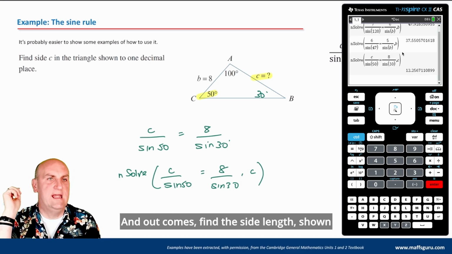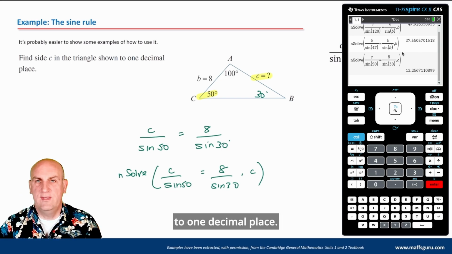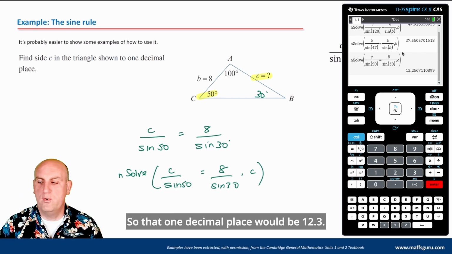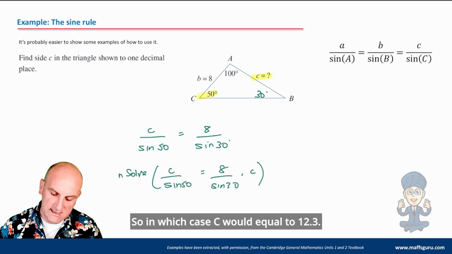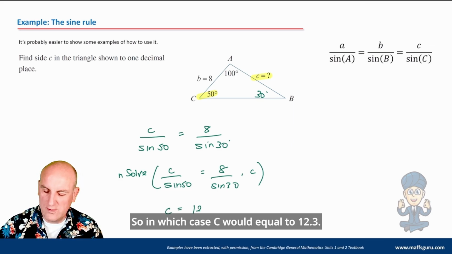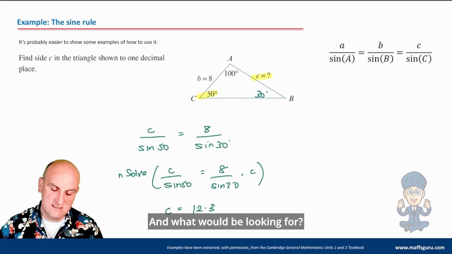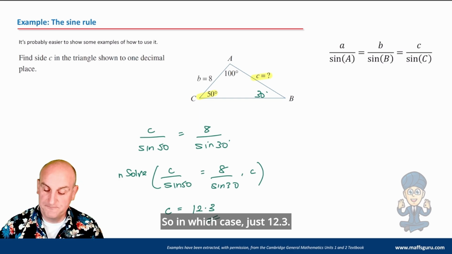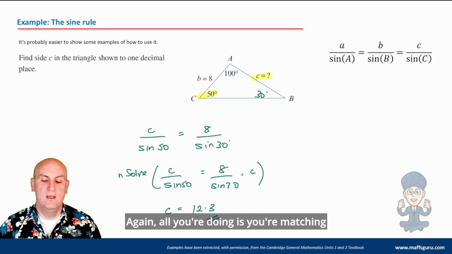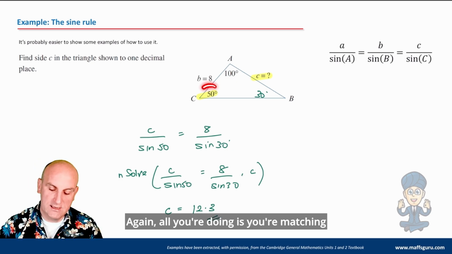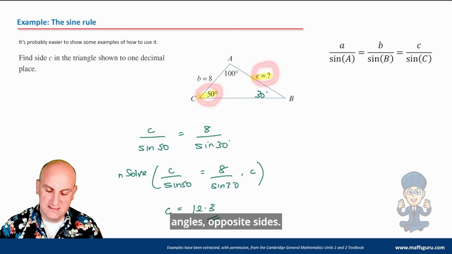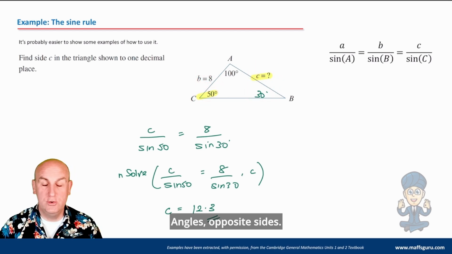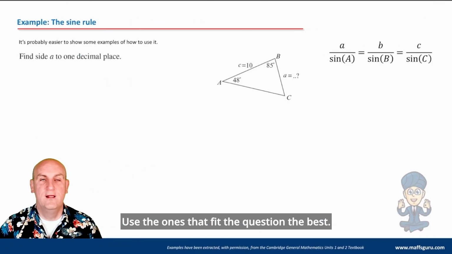find the side length shown to 1 decimal place. So that 1 decimal place would be 12.3. So in which case C would equal 12.3, and what would we be looking for? Units. They didn't give me the units, so in which case just 12.3. Again, all you're doing is matching angles, opposite sides, angles, opposite sides. Use the ones that fit the question the best.